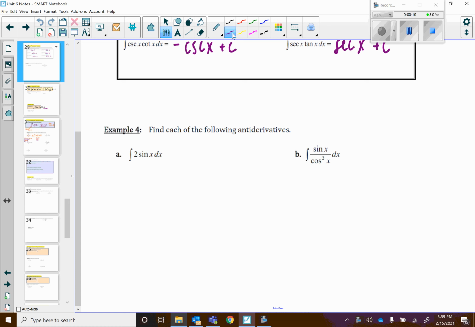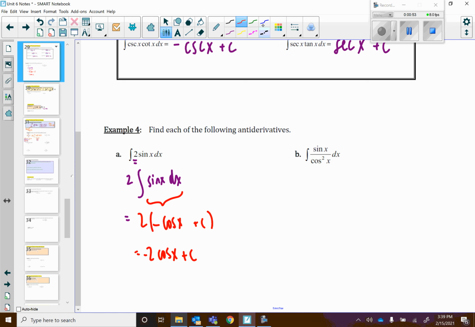And for this one, the only thing we would really need to notice is that we've got this 2, which is a coefficient. So technically we could write this as 2 times the integral of sine of x dx, which is equal to this guy. The integral of sine is negative cosine of x plus c. Because technically we are multiplying this by 2, we would be left with negative 2 cosine of x plus c.